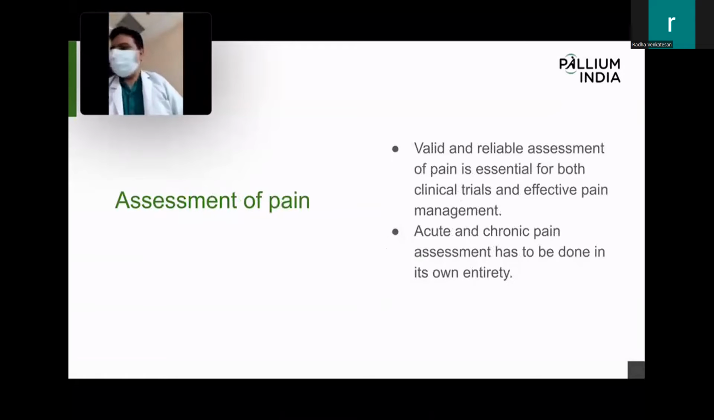Next comes assessment of pain. Why is assessment of pain important? It is important in a few ways. A valid and reliable assessment of pain is essential for both clinical trials and effective pain management. For us to know, understand, and keep studying, doing more research, we need assessment. At the same time, to effectively manage it, we need to have proper assessment. Next, acute and chronic pain assessment has to be done in its own entirety, because we have seen both are different, and they have certain salient features which have to be picked up to diagnose and treat.